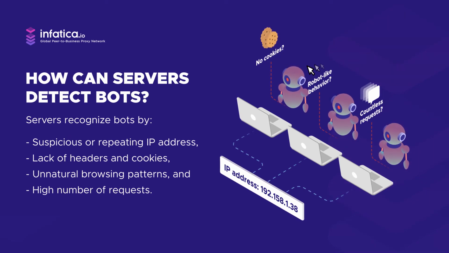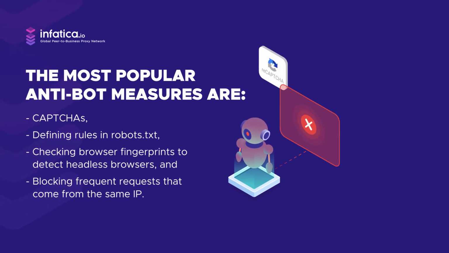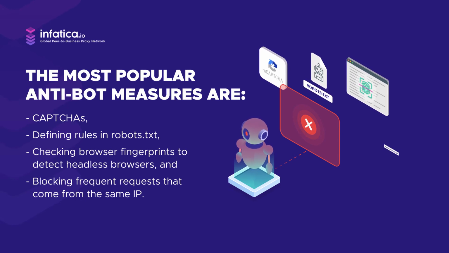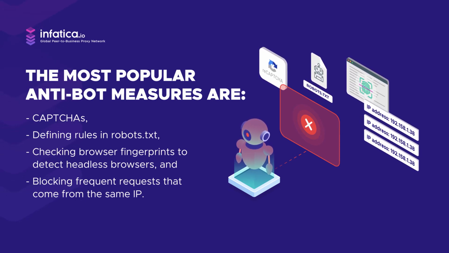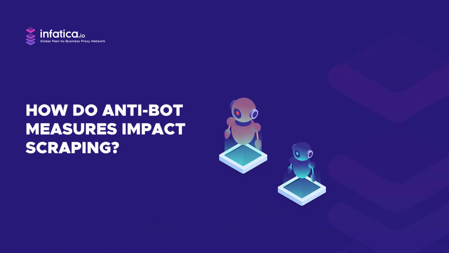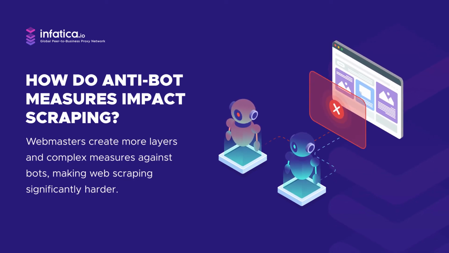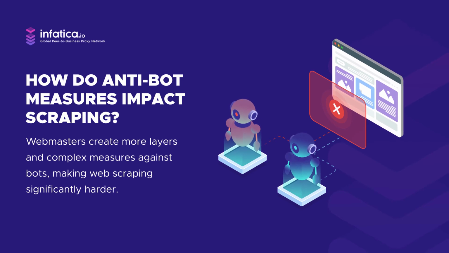There are numerous ways to detect bot-like activity and stop it. The most popular anti-bot measures are CAPTCHAs, defining rules in robots.txt, checking browser fingerprints to detect whether a headless browser is used, and blocking frequent requests that come from the same IP. The efforts of webmasters to keep bots away significantly impact the job of those who just want to gather data with positive intentions. Webmasters create more and more defense layers and more complex measures against bots. This makes web scraping even more difficult to execute without getting blocked.